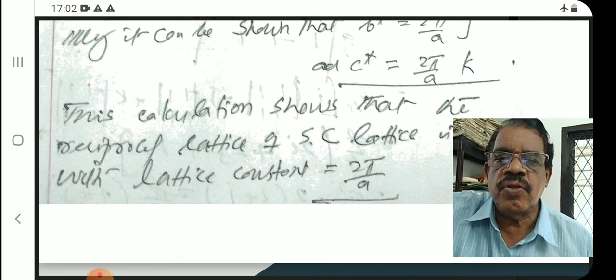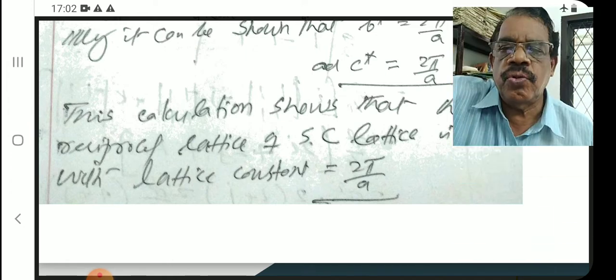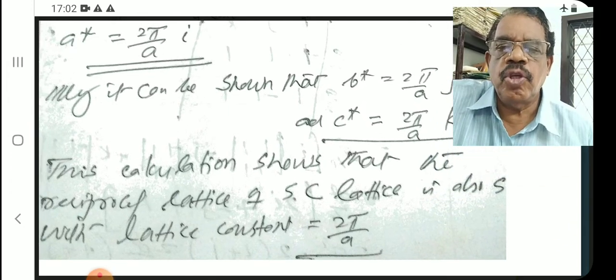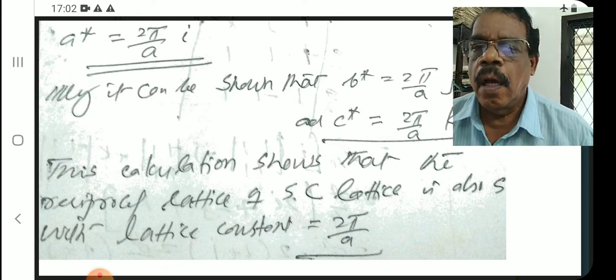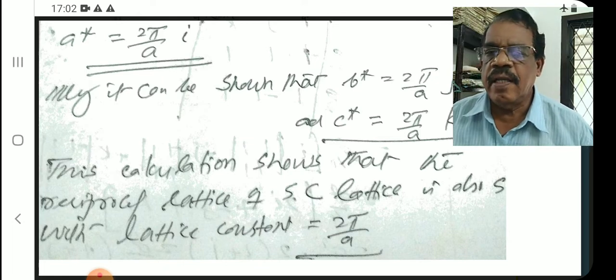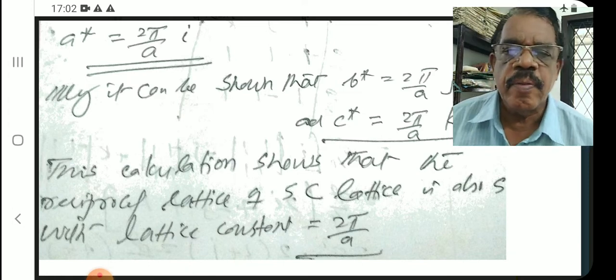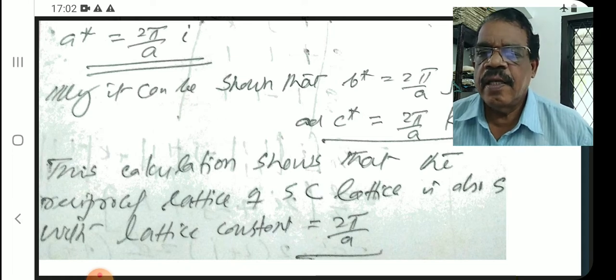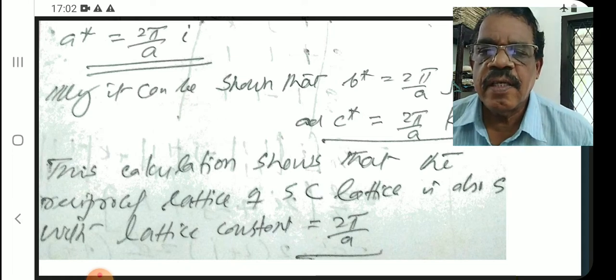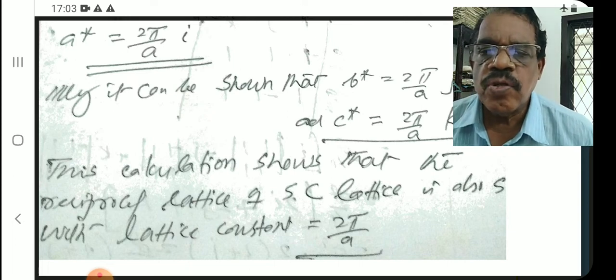This calculation shows that the reciprocal lattice of SC lattice is also SC, with the lattice constant 2 pi by a.